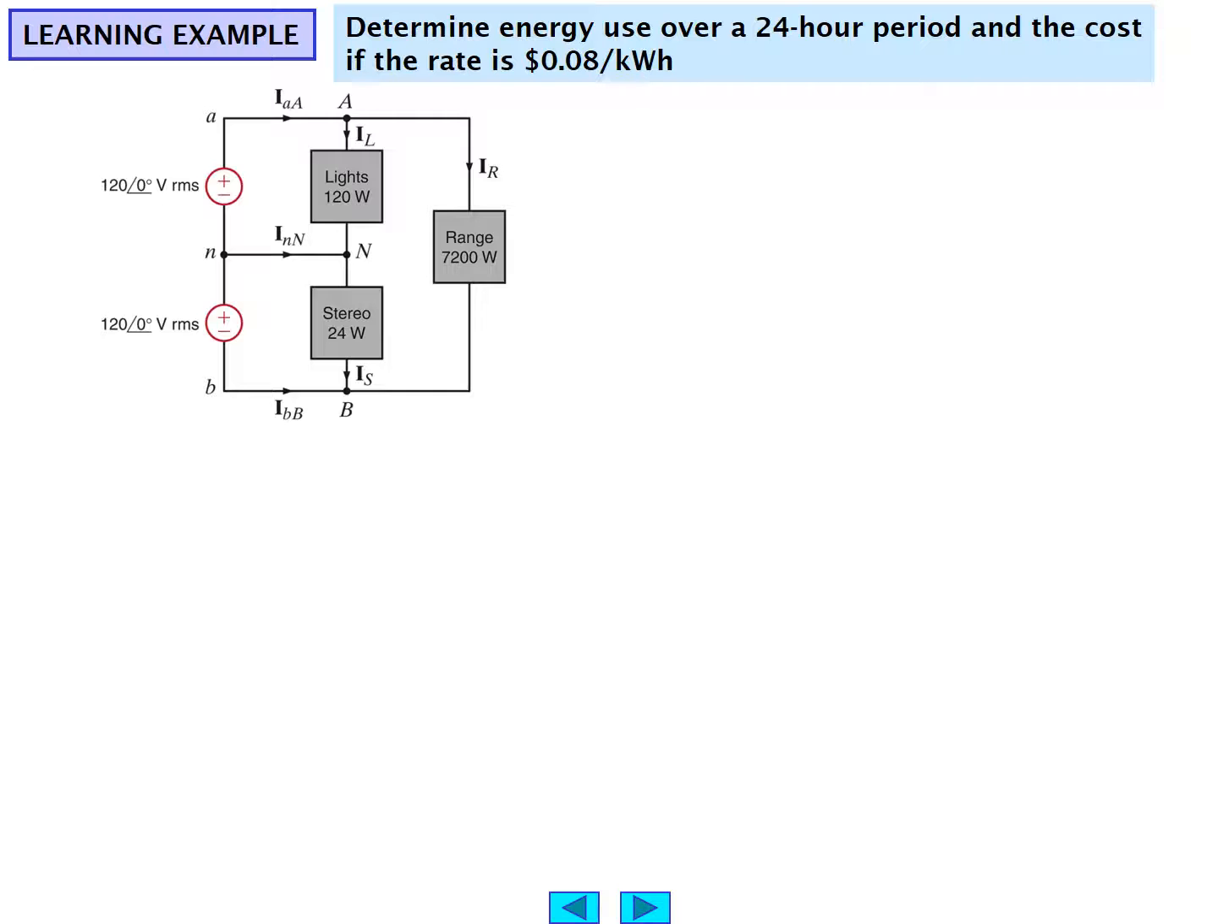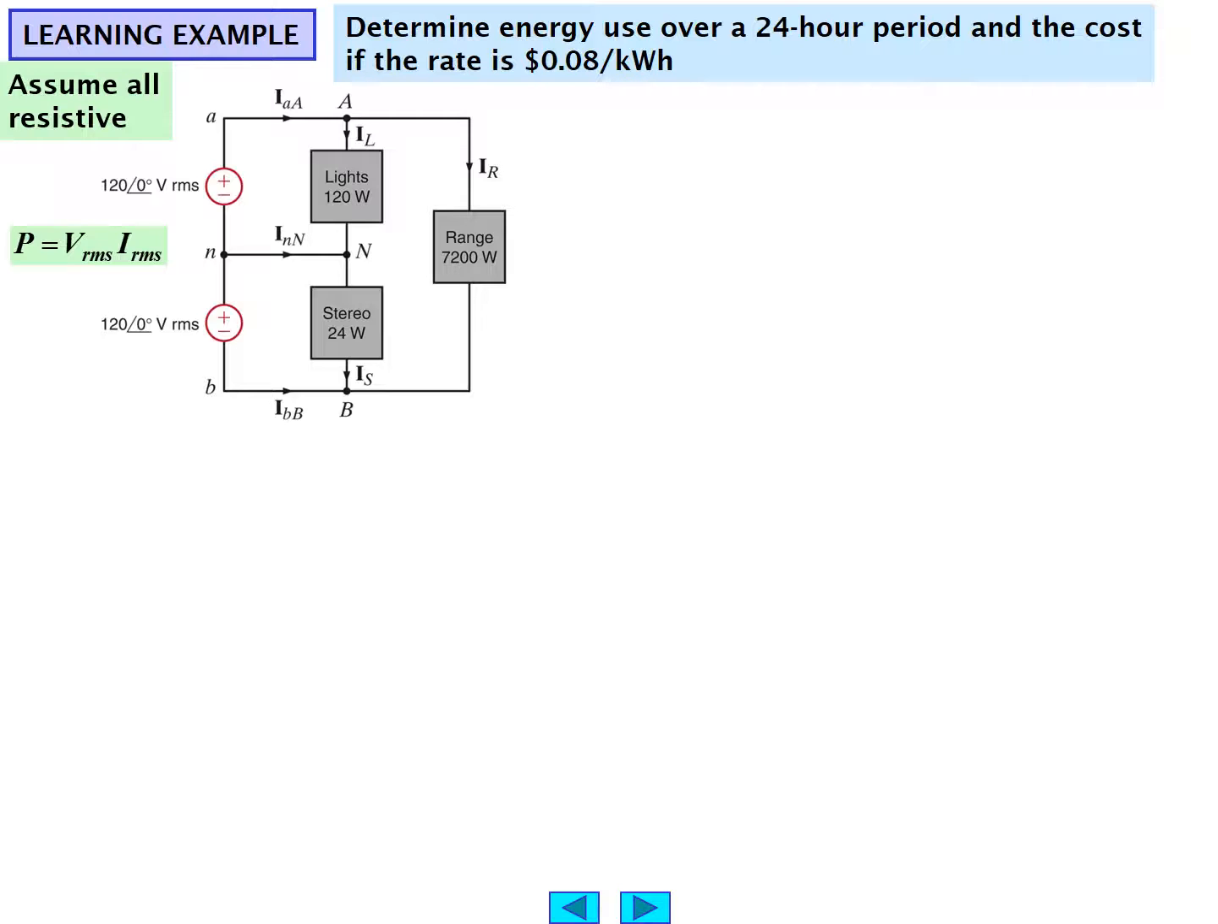We have an electric range which is running, which is 7,200 watts, and we'll call that I sub R for the current through the range. And we'll take a look at what the particular loading situation is, I sub L for the lights and I sub S for the stereo. We have the current in the A leg, I sub AA, and the current in the B leg, I sub BB. And we also have I sub NN in the neutral. We're going to assume that all the loads are in fact resistive, although that may or may not be generally true, but that makes the problem at least somewhat conceptually easier to begin with.